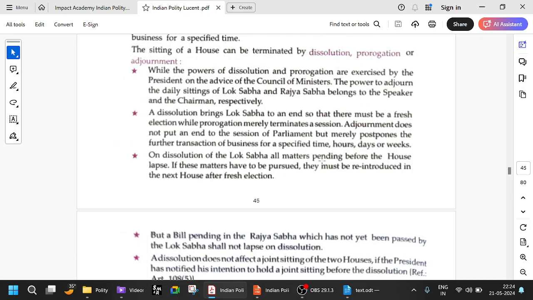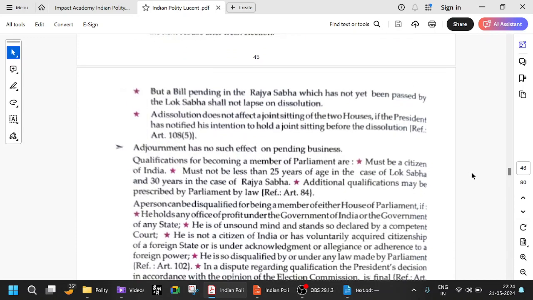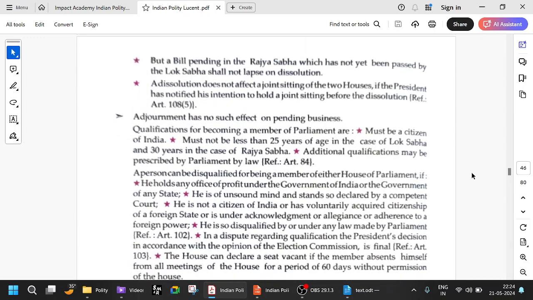So on dissolution of the Lok Sabha, all matters pending before the House lapse. So if there is a particular bill which is in progress, those bills will lapse. If these matters have to be pursued, they must be reintroduced in the next House after fresh election. So all these are questions, okay? Questions will be frequently asked on these things.